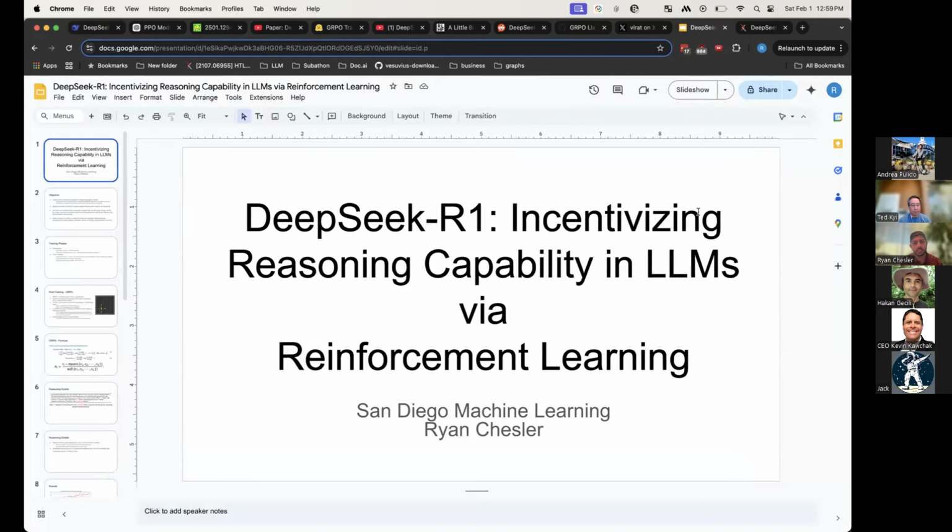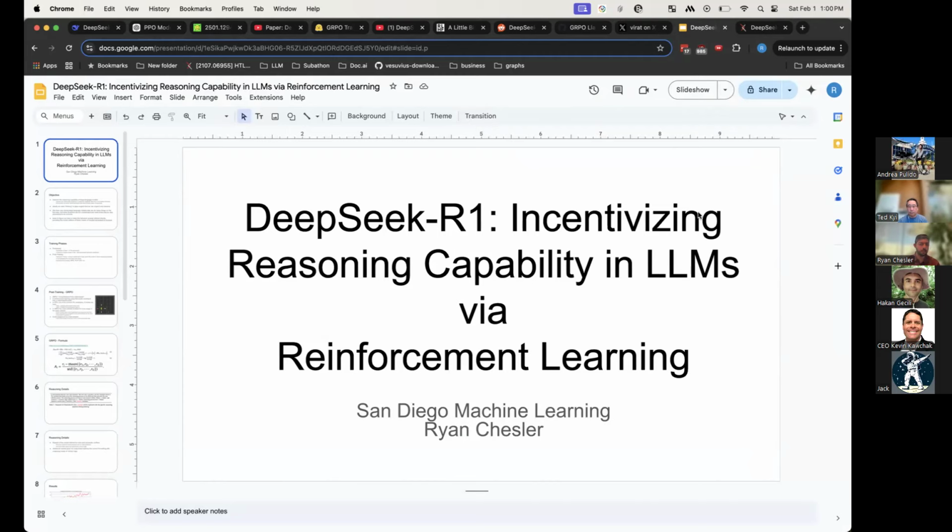So I will be talking about DeepSeek-R1. This has taken the internet by storm. Everyone's been freaking out about this. NVIDIA lost a whole bunch of value based on the release of this model and this paper. So it's been super talked about on Twitter and LinkedIn and everywhere.